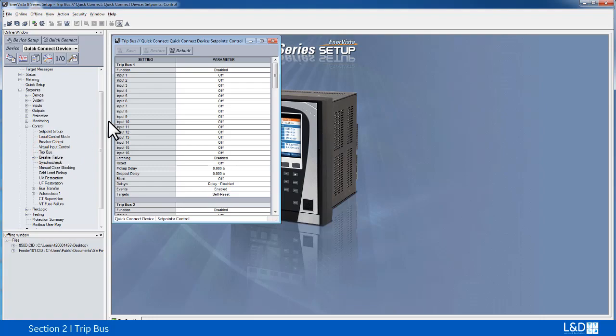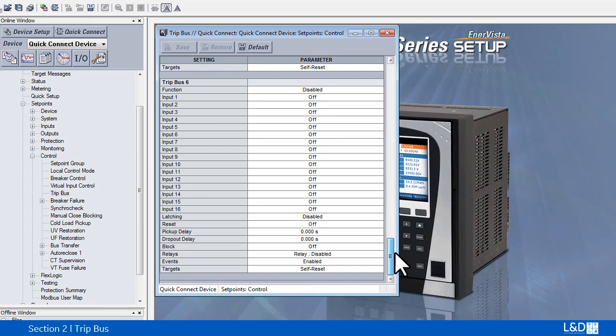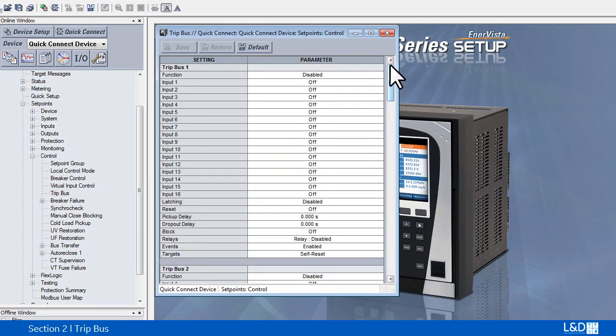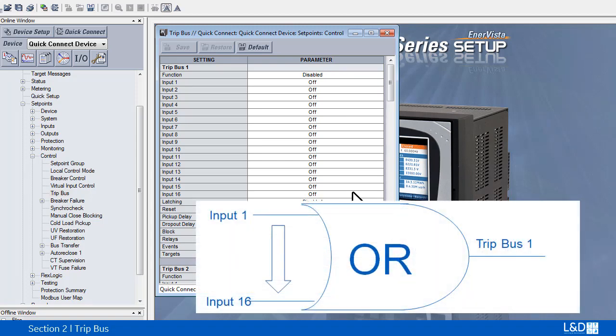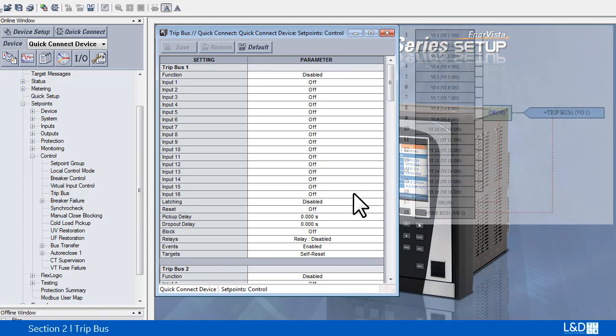Eight-series relay provides 6 identical trip bus elements. The trip bus element allows aggregating outputs of protection and control elements without using flex logic. Each trip bus has 16 inputs. It's like an OR gate with 16 inputs. By using the trip bus, the user can reduce the consumption of flex logic equation lines by replacing OR gates with trip bus.